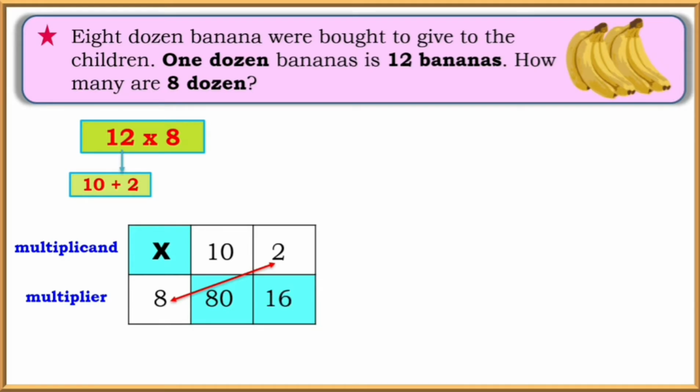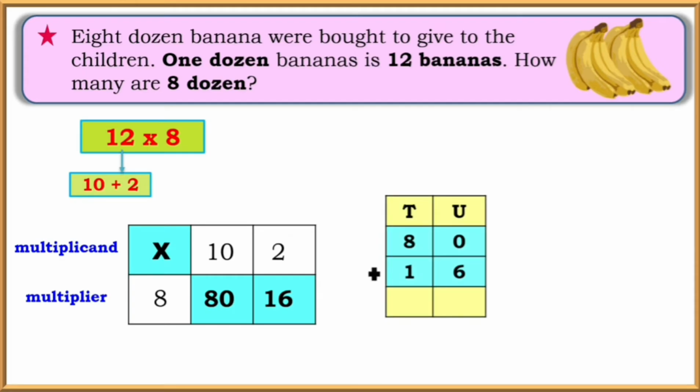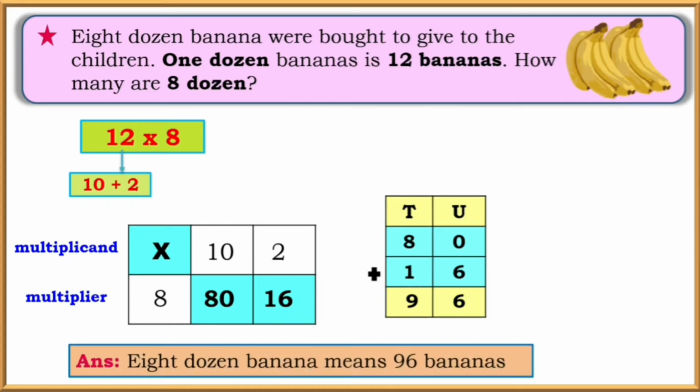Now let us add these two numbers 80 and 16. So 80 plus 16. So let us add units place. 0 plus 6, 6. And tens place 8 plus 1, 9. So here our answer is 96. So 8 dozen bananas means 96 bananas.